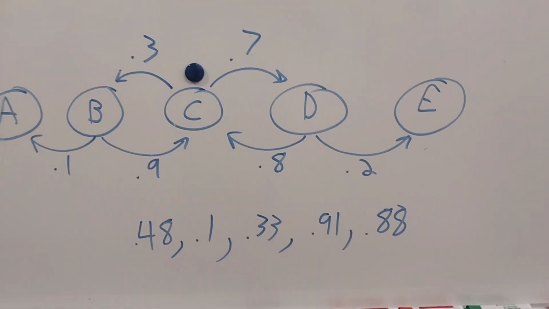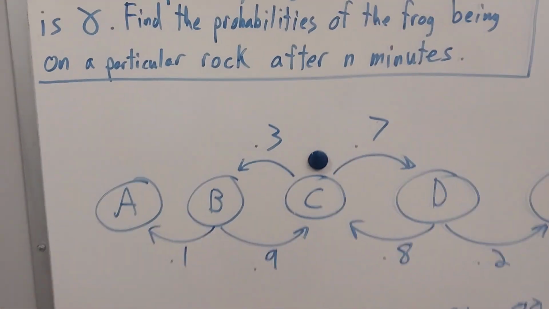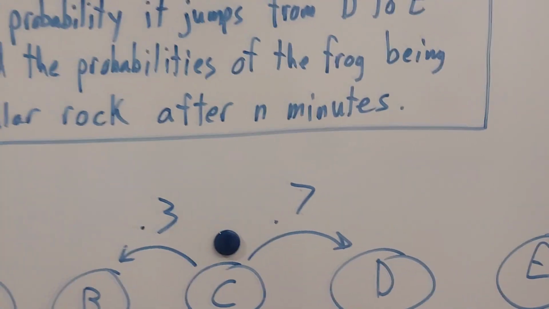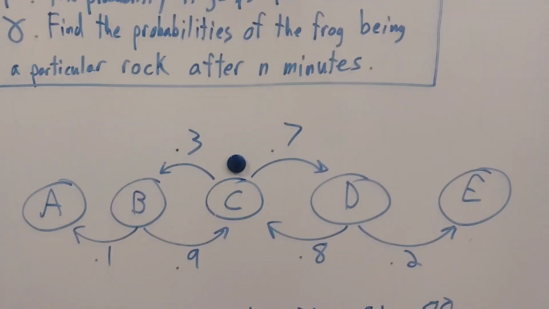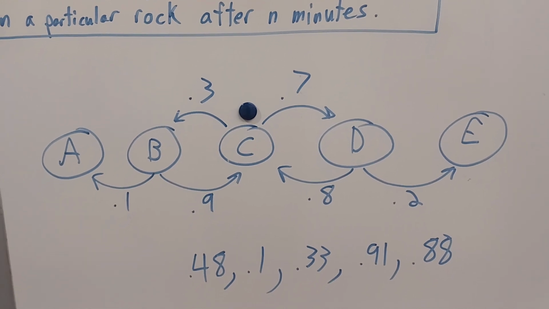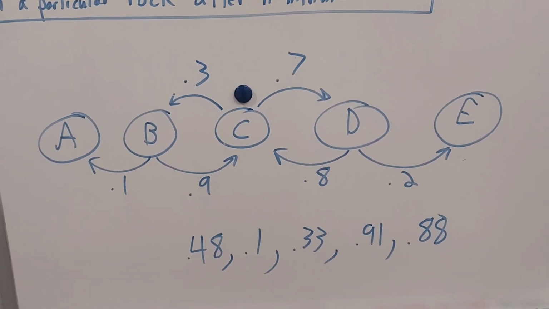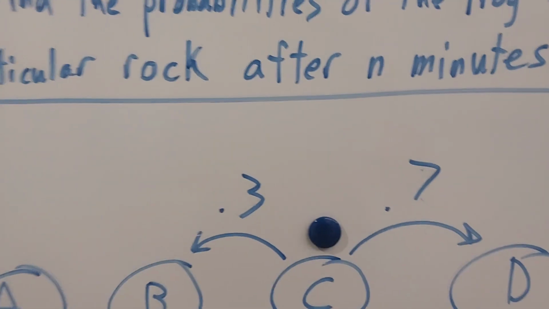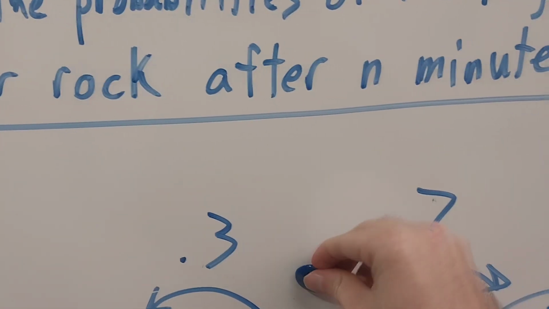And if the decimal is less than the probability on the left, then that's the jump I take. If it's greater than, I take the right jump. That's how I'm sort of illustrating this. So let's walk this through. My first random number was 0.48. That is greater than 0.3. So I jump in the greater than direction.